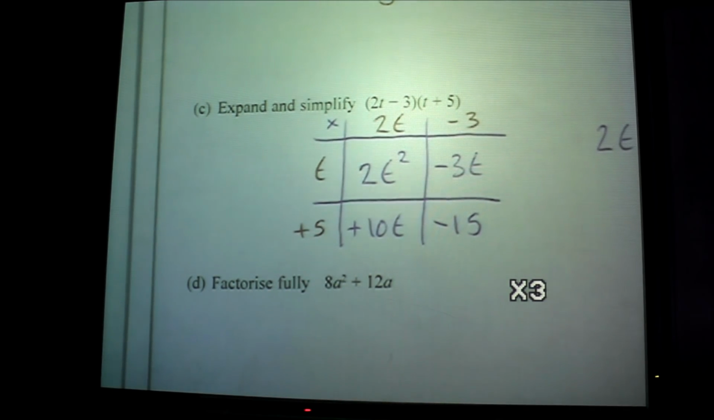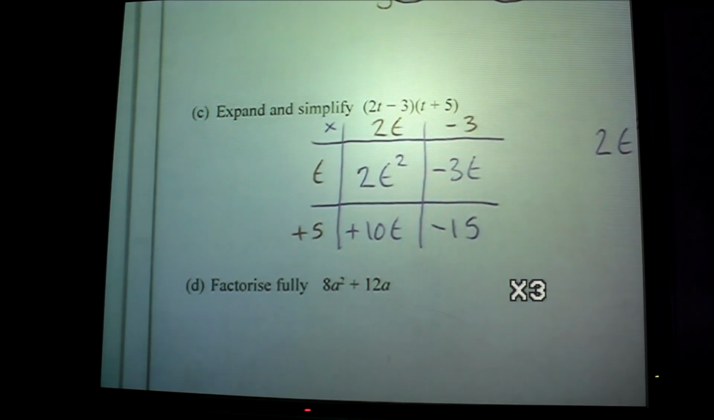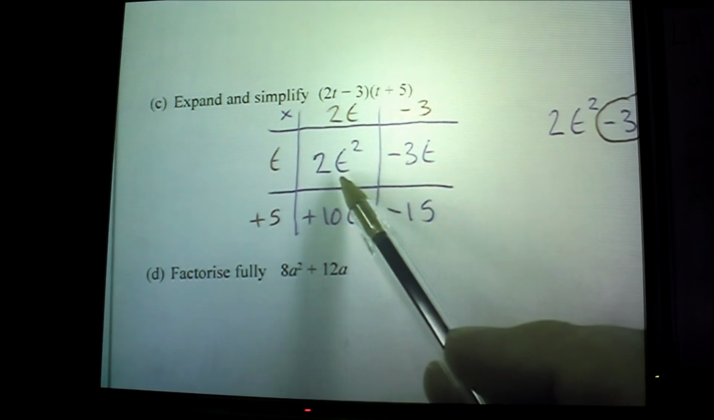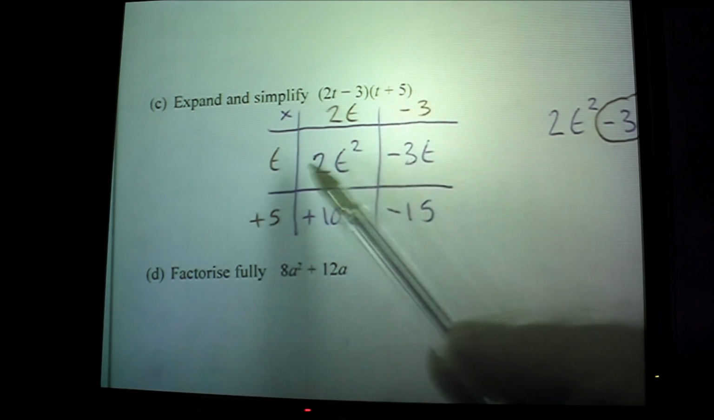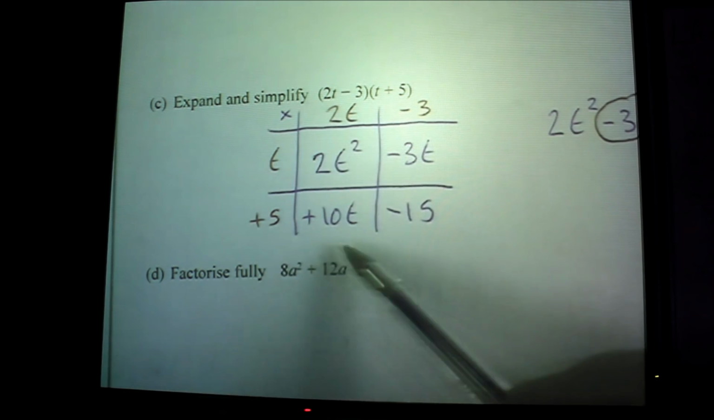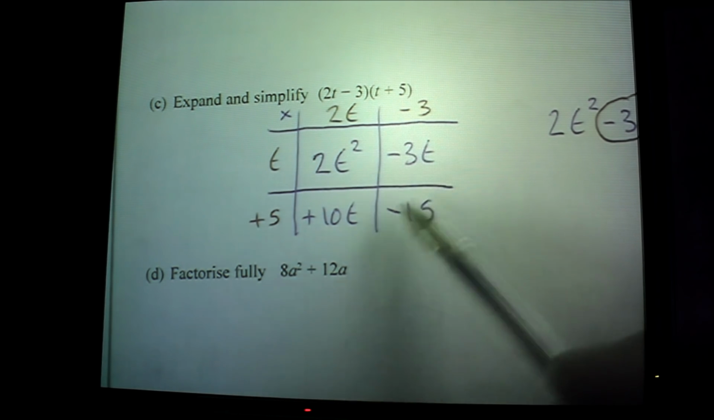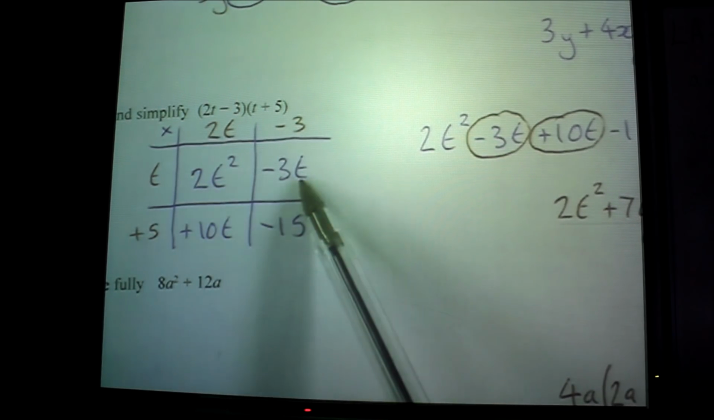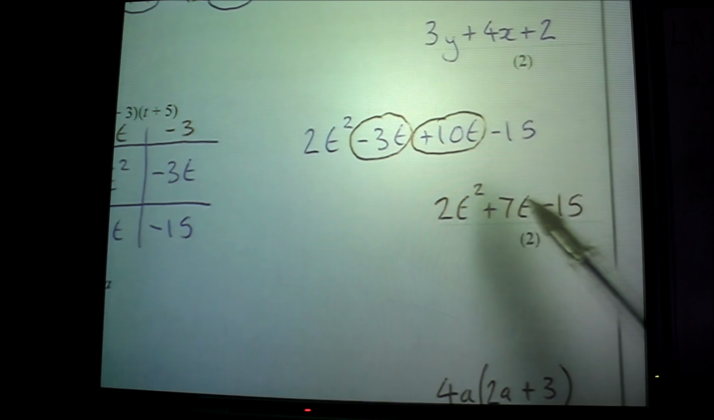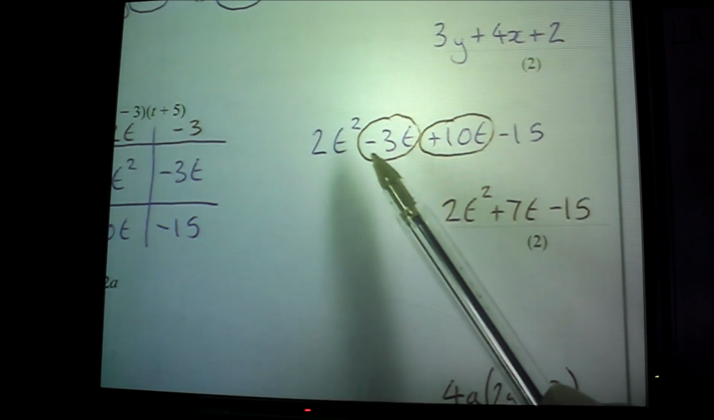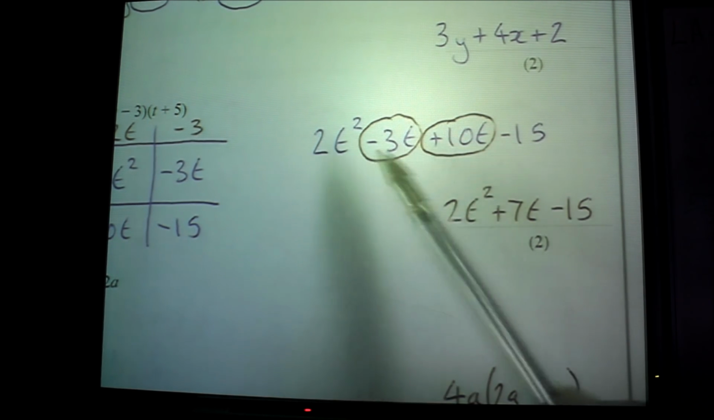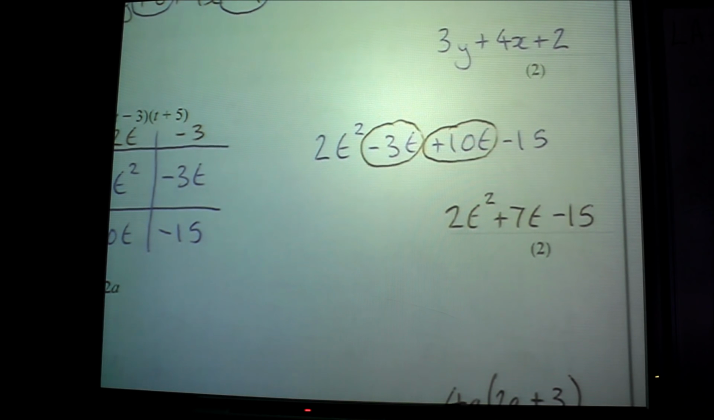Next one, expand and simplify that one. 2t take 3, brackets t add 5. I use the grid method when I teach it to my students. So you're multiplying here, so 2t times t is 2t squared. t times negative 3 is negative 3t. 5 times 2t is 10t, and 5 times negative 3 is negative 15. Remember, positive times a negative is a negative. So I've written that out. 2t squared, take 3t, add 10t, take 15 over here. And again, you've got to simplify it. So you've got 2t squared, minus 3t, add 10t, minus 3 add 10 is 7, isn't it? Or you could do 10 take away 3, it still gives you 7, and the minus 15 at the end.